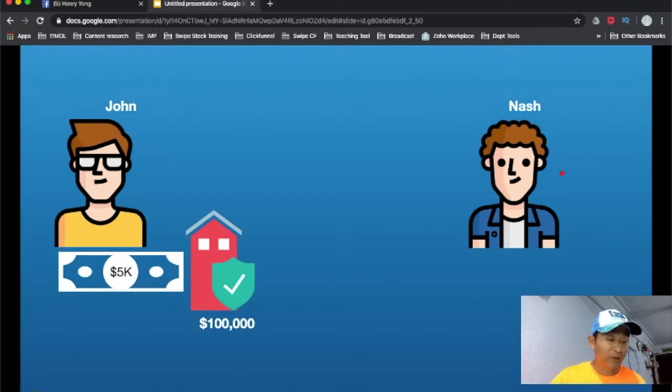Then the third scenario is that whether or not the government builds infrastructure near John's house, the value of the house remains the same, so no changes. In this scenario Nash has an option: he can choose to exercise it, or he can just walk away from the deal. If he walks away, he will lose $5,000 and John will keep the $5,000. So no matter what, Nash will only lose $5,000 and John will only keep the $5,000. This is the call option scenario we are using for this study.